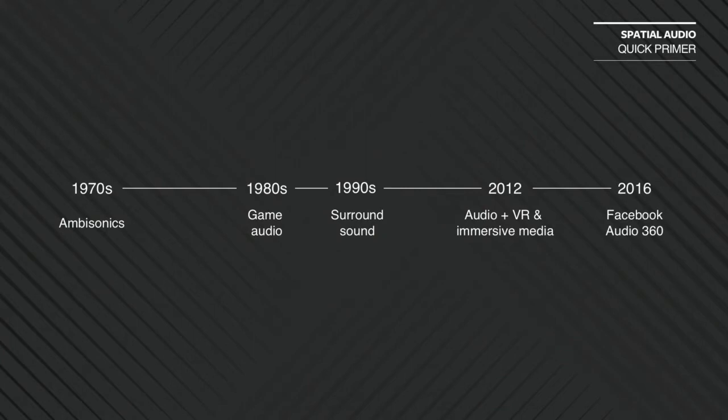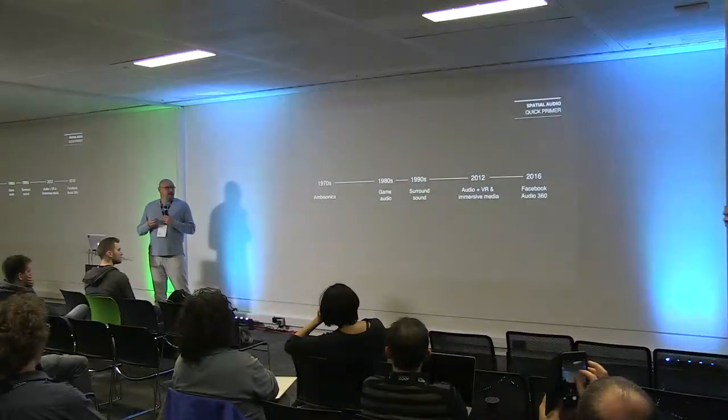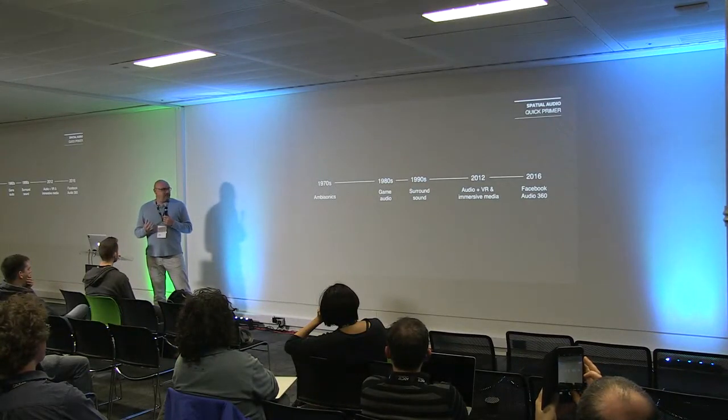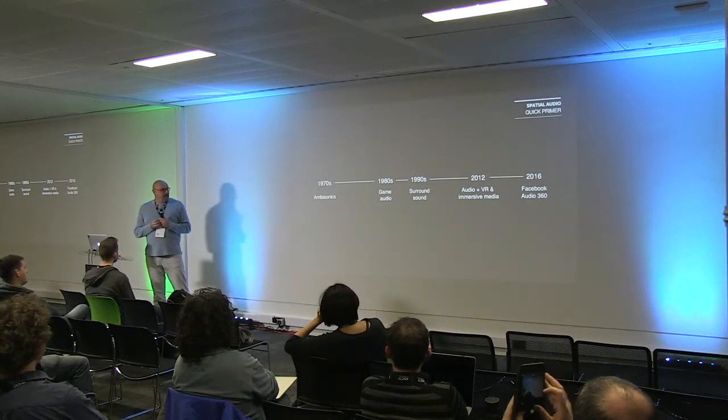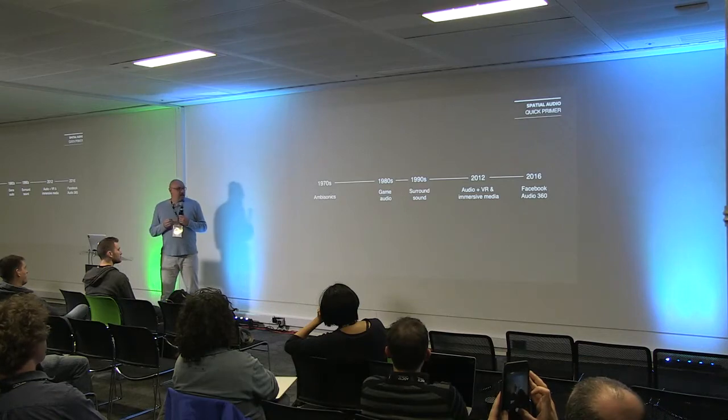There's a bit of a timeline, just to give you an idea of when Ambisonics was devised, back in the 70s, but it didn't have commercial success. It didn't have commercial success because it didn't have a killer app. It wasn't really until VR came on the scene and started to become feasible that VR and immersive media, that spatial audio, Ambisonics in particular, started to be really useful.